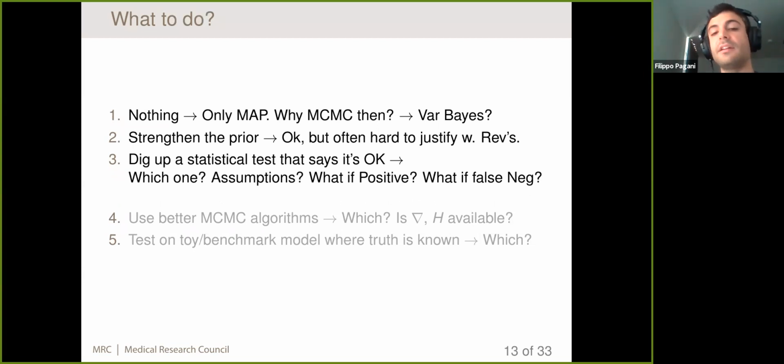Another thing you can do is dig up a statistical test to see whether your MCMC algorithm has converged or not. But then which test? There's many. What assumptions is the test relying on? Are those assumptions satisfied in your model? And if your test says the algorithm hasn't converged, then you've got to do something else anyway. But more worryingly, your test may say, oh, it's all fine, your algorithm has converged, but in the end, it hasn't. And that's a false negative. So that's much more worrying, right? So you've got to be very, very careful.